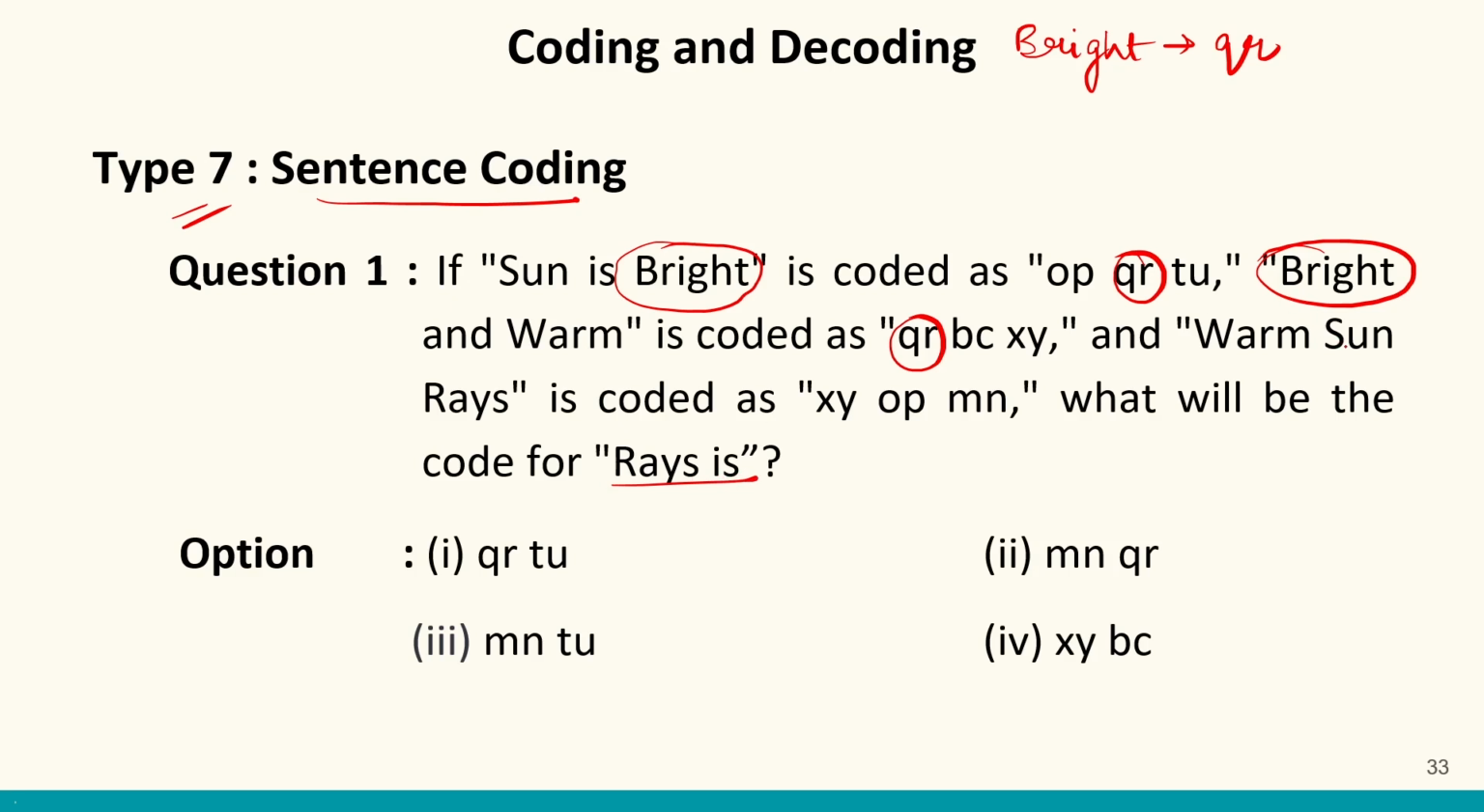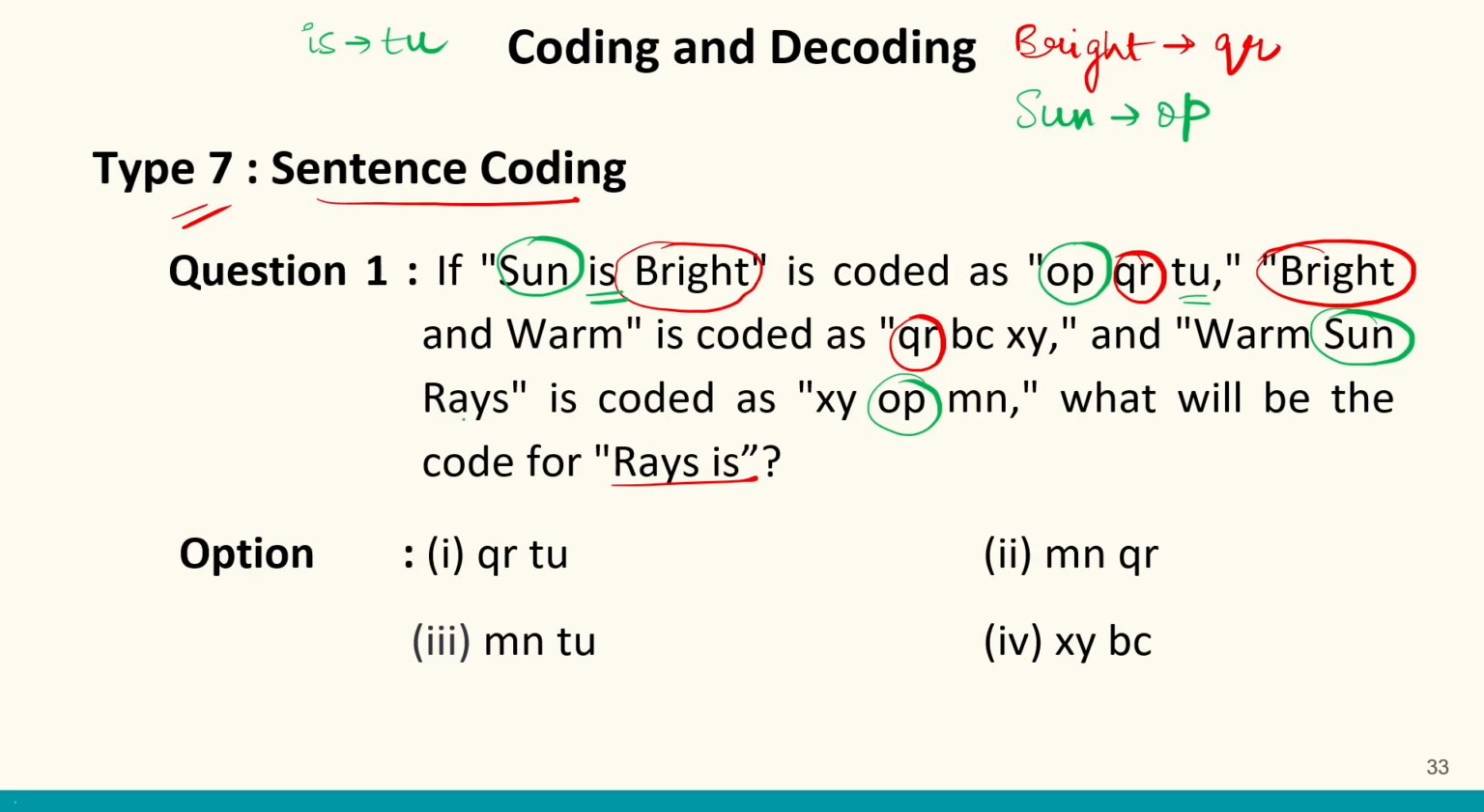We have to find the code for rays is. Okay. Then over here, if I see sun is bright, I can here see warm sun rays. So sun is the other letter which is common. Sun is common over here. So in this code we have OPQRTU, and in this we have XYOPMN. So OP is the common code. So sun is coded as OP. That leaves us with is. Sun is bright, OPQRTU. So the only word that remains is TU. So the coding for is TU.